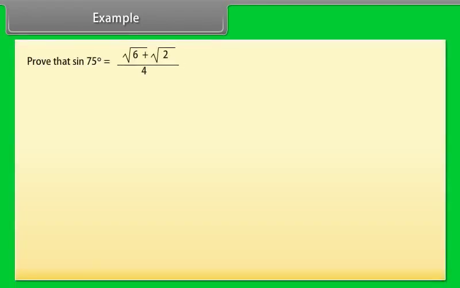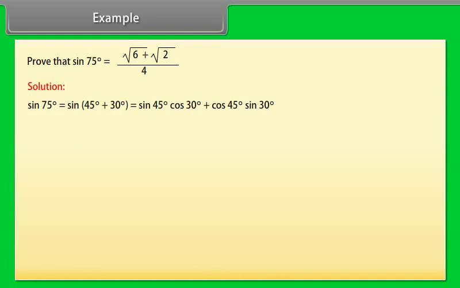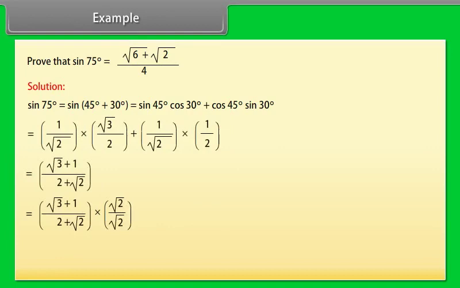Example. Prove that sine of 75 degrees is equal to (under root 6 plus under root 2) by 4. Solution. Sine of 75 degrees is equal to sine of (45 degrees plus 30 degrees). That is, sine 45 degrees into cos 30 degrees plus cos 45 degrees into sine 30 degrees. By solving it, we get (under root 6 plus under root 2) by 4.